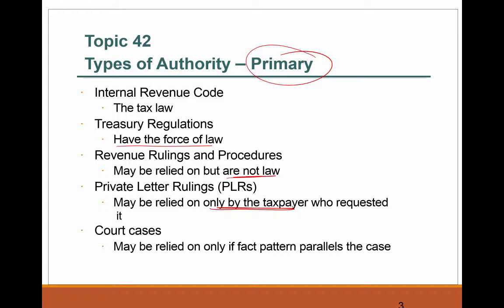And then we have court cases that are relied on if there is some type of fact pattern that parallels the case that we are covering. This is heavily tested on the CFP, Certified Financial Planner exam. So you should know the difference between primary and secondary sources. And you should also know which is law and which isn't. As we learned here, revenue rulings are not law. And private letter rulings are only law to the taxpayer that requested it.